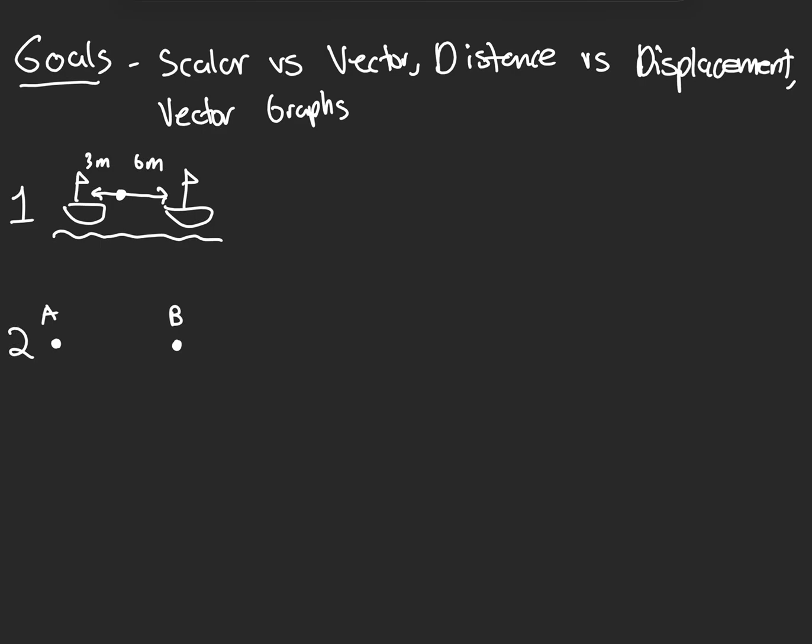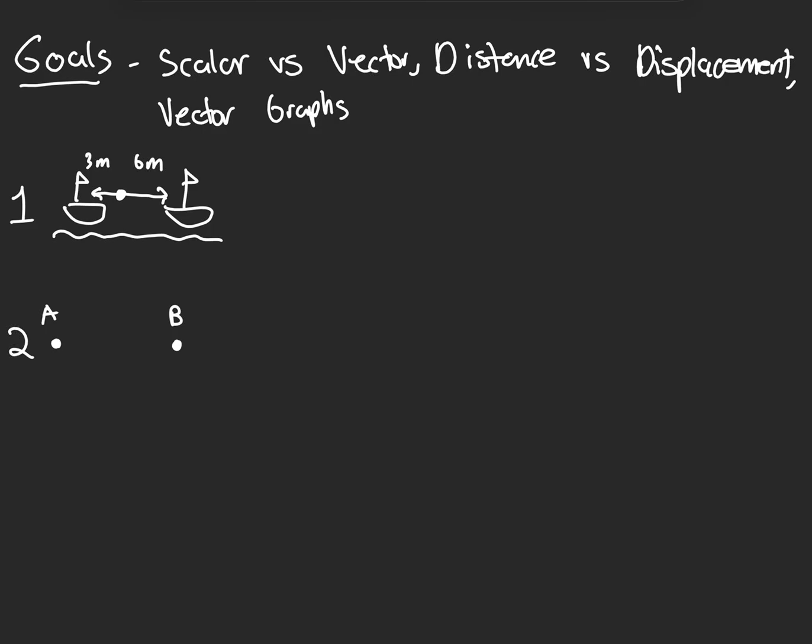Today we're going to be going over vector versus scalar quantities, the difference between distance and displacement, and we're going to be doing a little introduction on vector graphs. So in future videos, we're going to be going more in depth into these vector graphs using trigonometry, such as sine, cosine, and tangent. Okay.